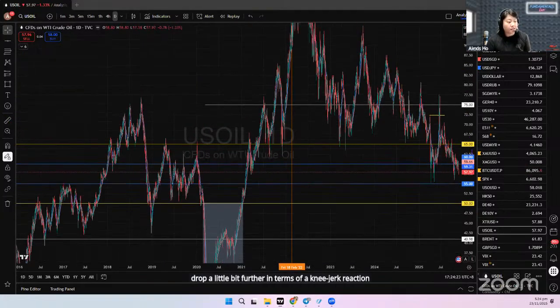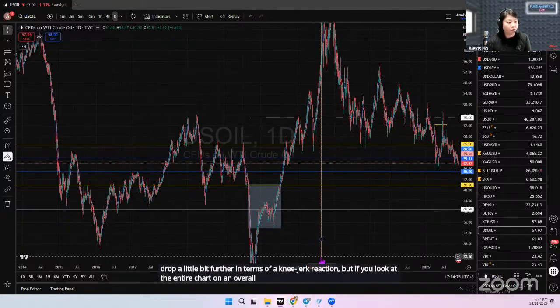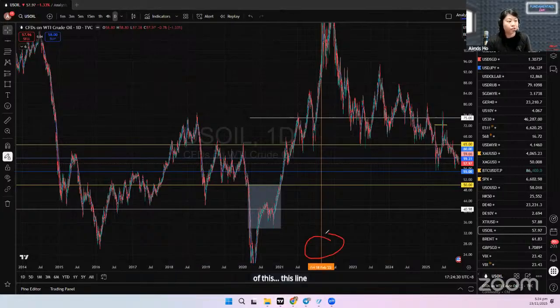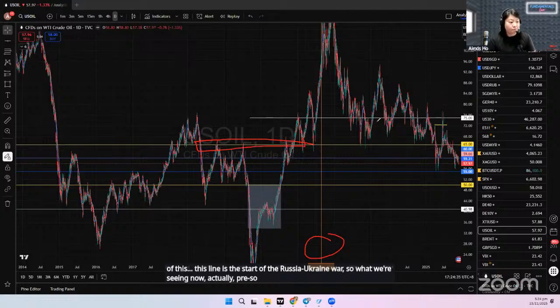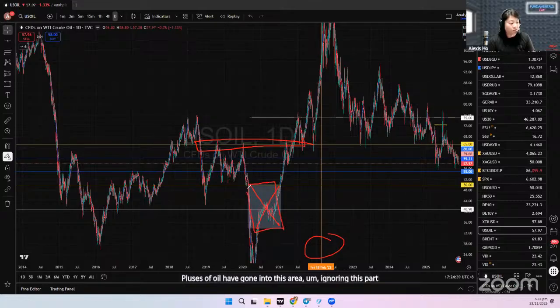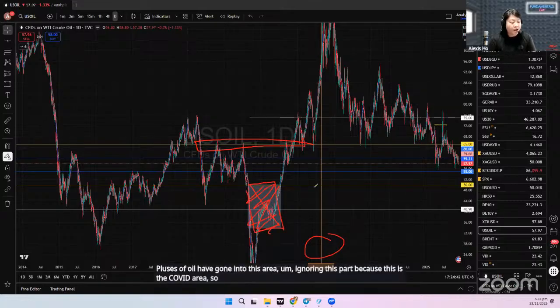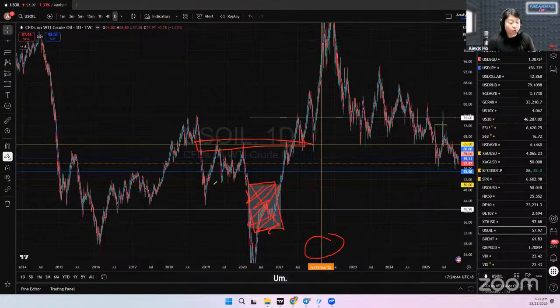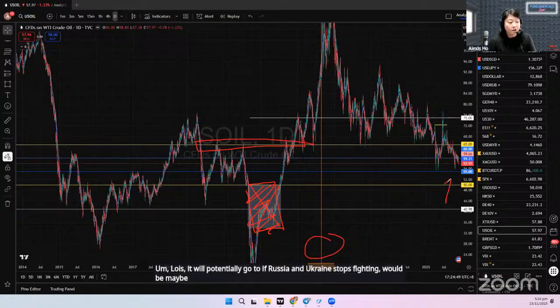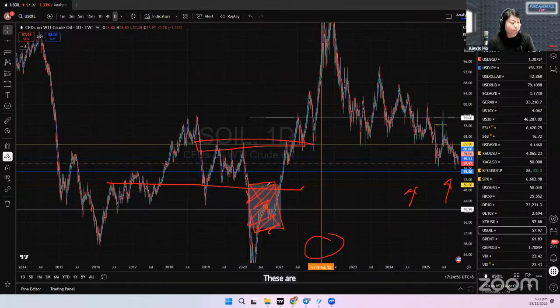But if you look at the entire chart on an overall basis, the orange vertical line here was the start of the Russia-Ukraine war. So what we're seeing now are so-called pre-conflict prices of oil. Ignoring this part because this is the COVID area, I would say the lowest it will potentially go to, if Russia and Ukraine stop fighting, would be maybe $50, before buyers think it's cheap and purchase at this very strong technical level again. All right, so these are the levels that I'm looking at, minusing the COVID period.